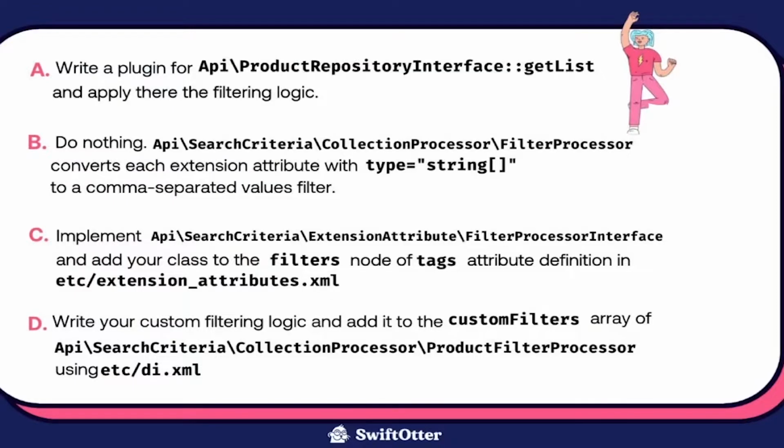So what next? Let's try option B. And it seems pretty nice because it says do nothing. That would be cool. API search criteria collection processor filter processor converts each extension attribute with type equals in an array of strings to a comma separated values filter. Oh, that would be nice, but unfortunately Magento has no magic like that inside. But let's go to this filter processor and see what it actually does.